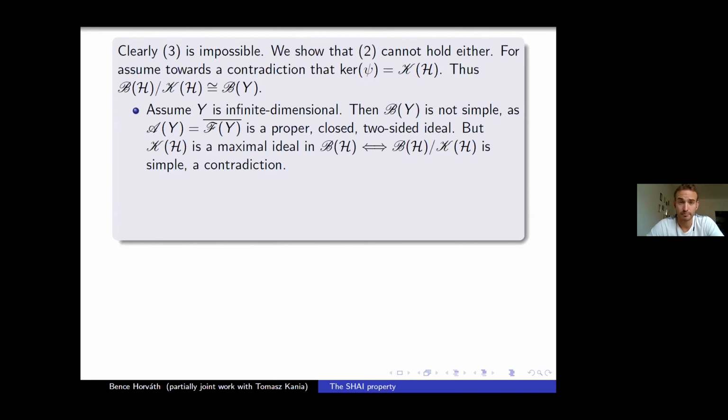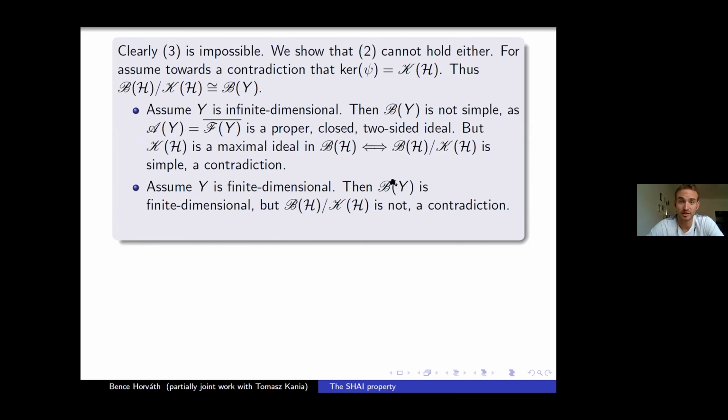But because this is a maximal ideal in B(H), which is equivalent to saying that the Calkin algebra is a simple algebra, this cannot happen, it's a contradiction. What if Y is finite dimensional? Well, that's not possible either, because B(Y) is finite dimensional, but the Calkin algebra is known to be very much not finite dimensional. So the only thing we're left with is that the kernel is trivial, which is the same as saying that psi is injective.